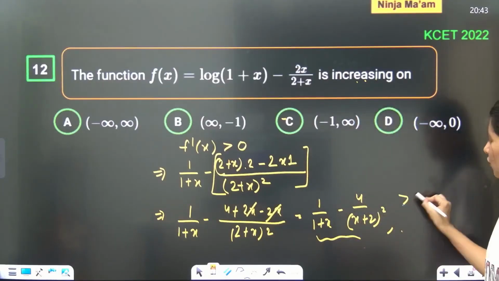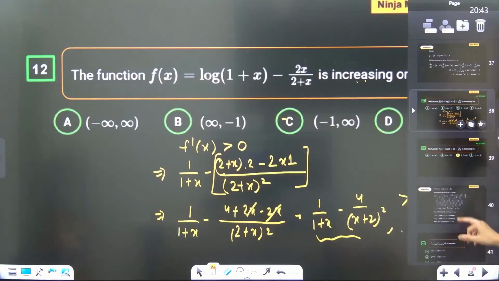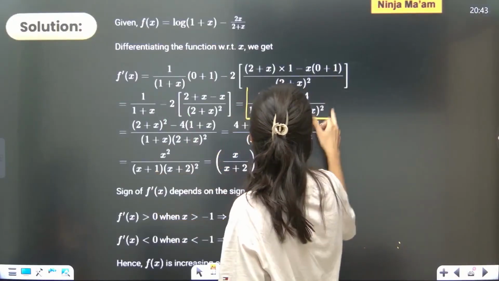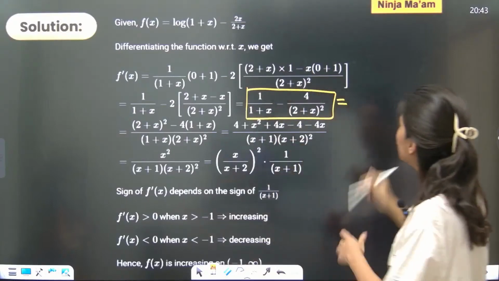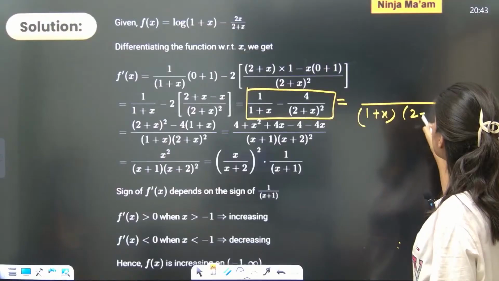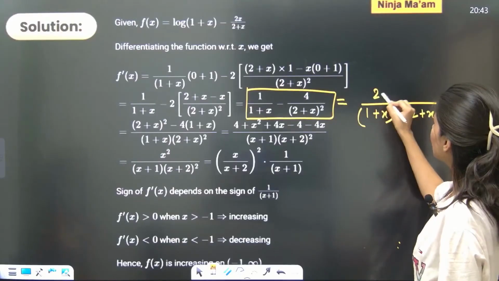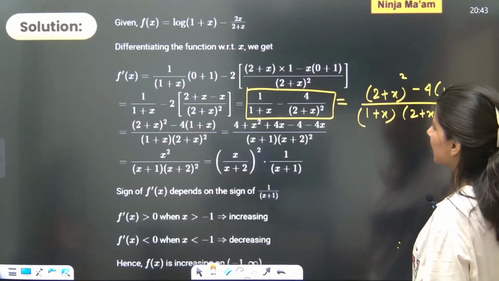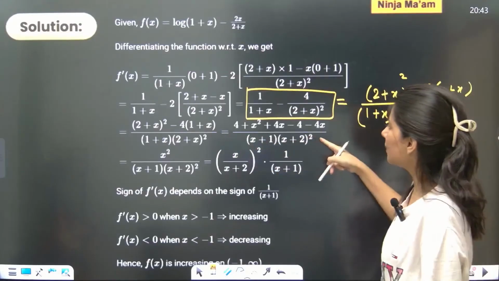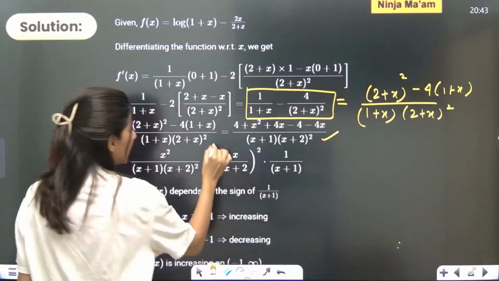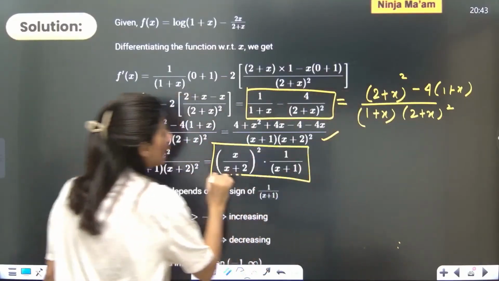Correct? I need to make it greater than 0. Then what you do? You take LCM. See, if you take LCM, you've got this. If you take LCM, what will you get? Tell me. This is 1 plus x, 2 plus x whole square. This is 2 plus x whole square minus 4 times 1 plus x. See, if you solve this, you will get this. Finally, cut short everything, and finally what you are going to get is this. This is your f dash x.